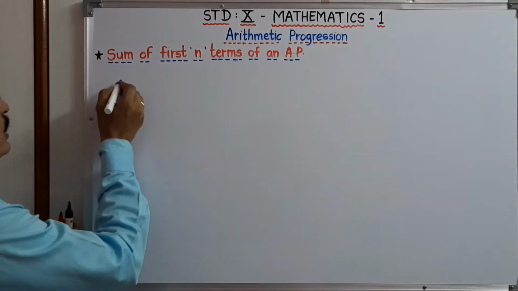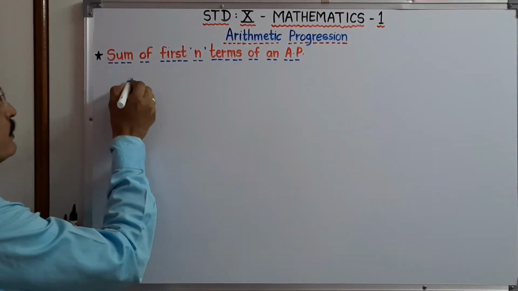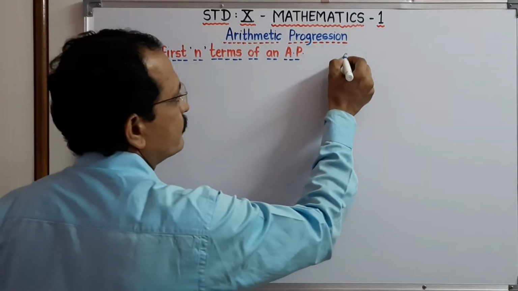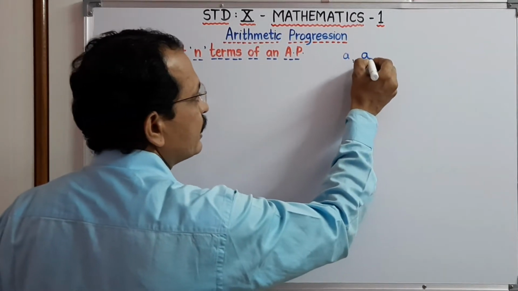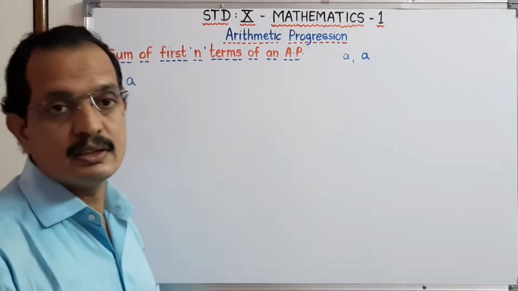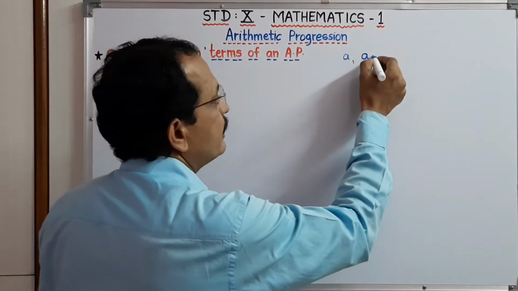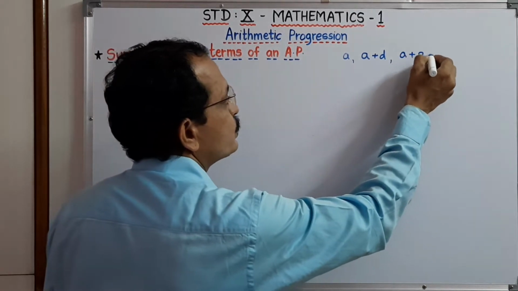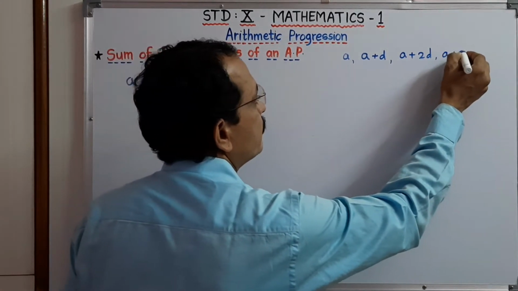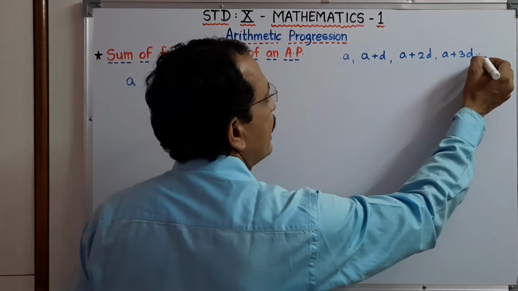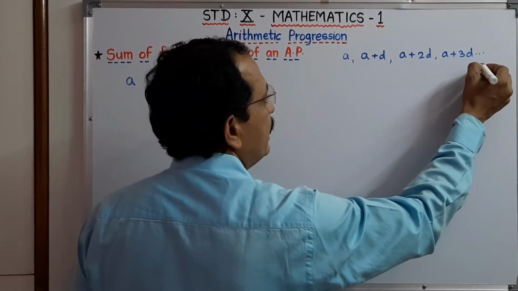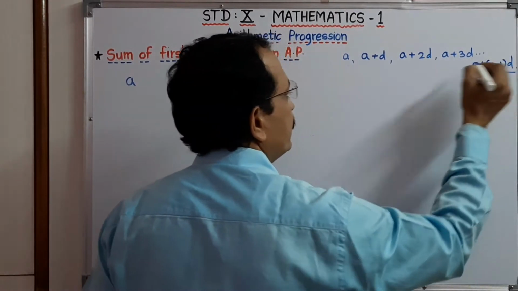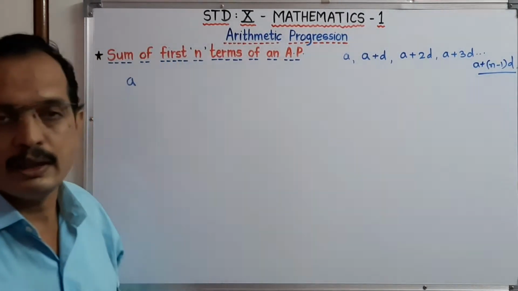Now all of you know that a is the first term. Suppose a is the first term, and the common difference is d. Then the second term will be a plus d, the third will be a plus 2d, then a plus 3d, like this, and the last term will be a plus n minus 1 into d. Got it? This is an AP.